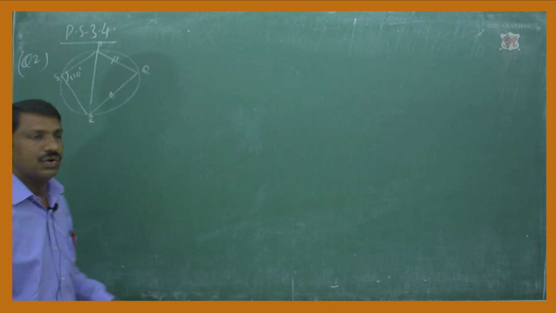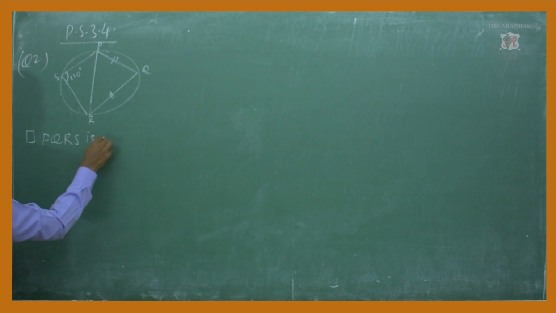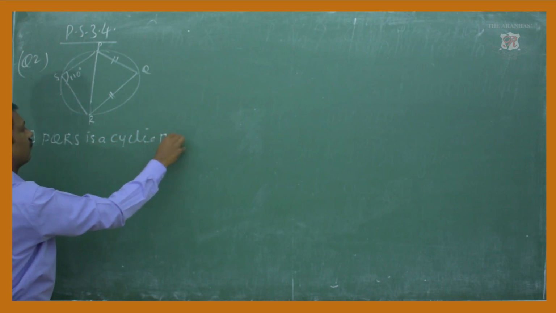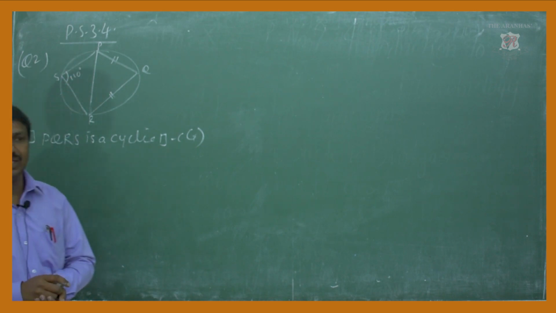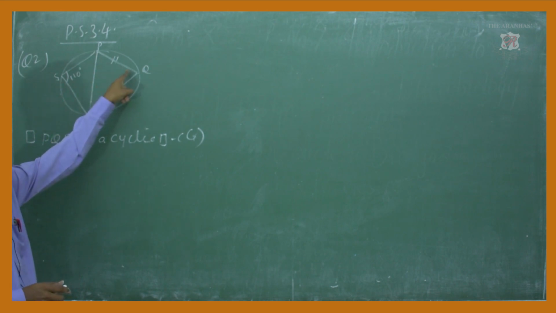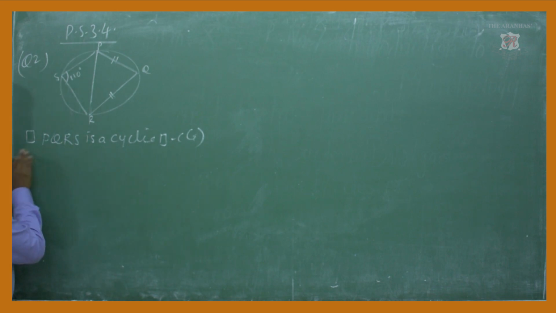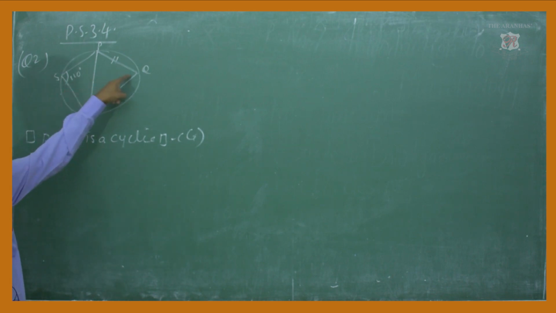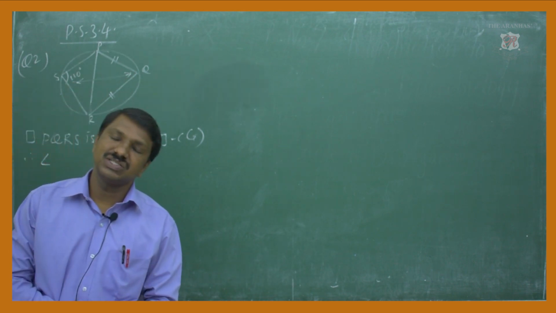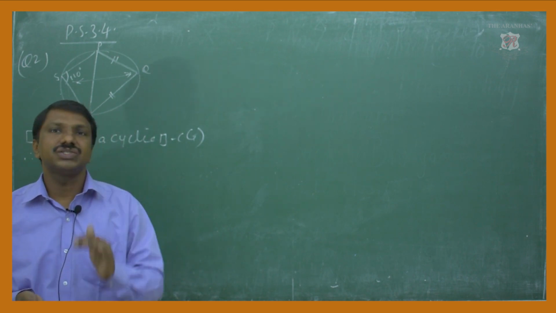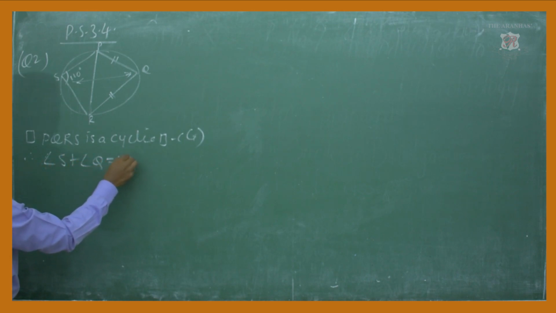Today I'll start again. As given, quadrilateral PQRS is a cyclic quadrilateral. In this cyclic quadrilateral, angle S is 110 degrees. So immediately we have to find the measure of angle PQR. We know the property: the opposite angles of a cyclic quadrilateral are supplementary. That we discussed in the last session. So according to the concept, we can write angle S plus angle Q equals 180 degrees.